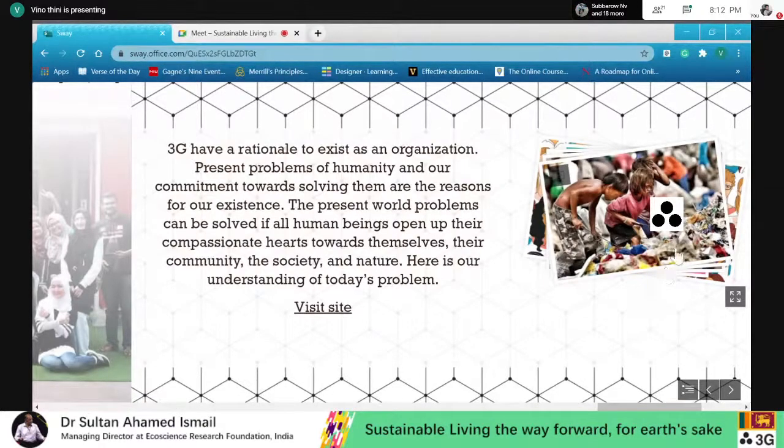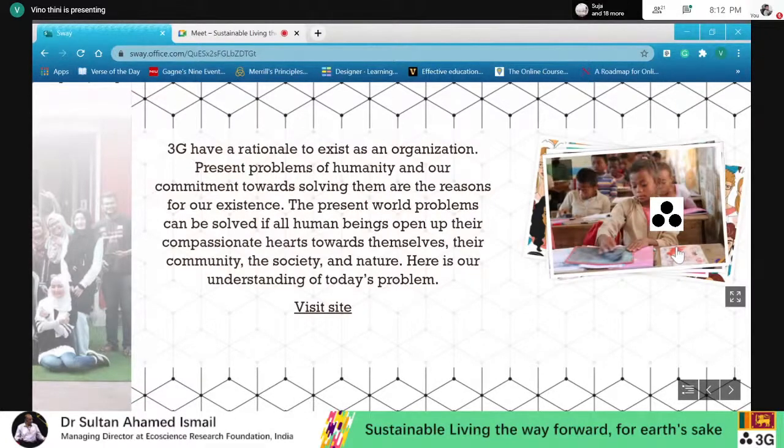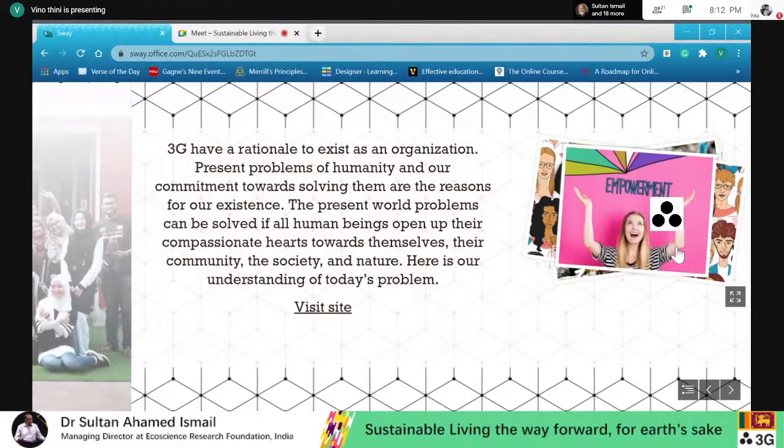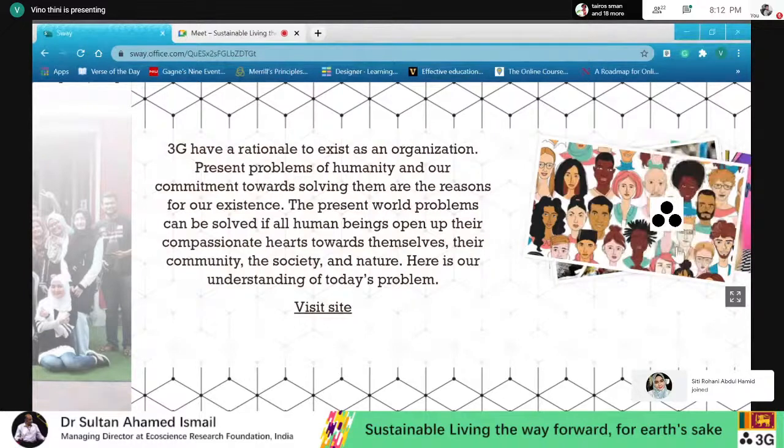So 3G is basically focusing on eradicating poverty, on equal education with no child left behind, and we also care for human healthcare, so that everybody has equal access to healthcare. We would like to empower many people, especially women, men, and children, in many areas, for example in business and also in education. At the same time, we always focus on diversity.